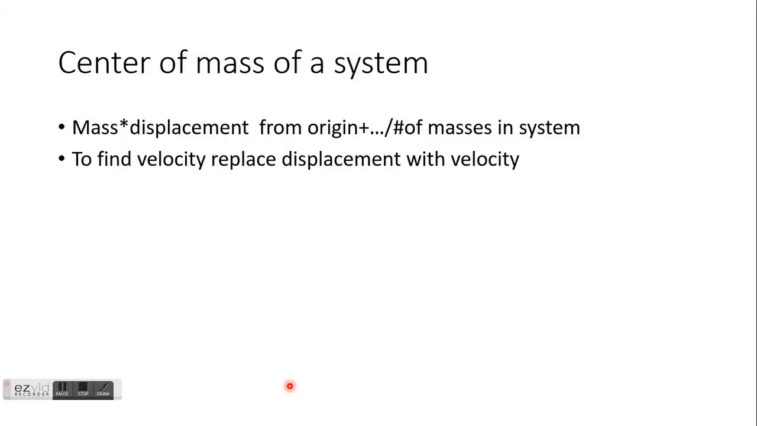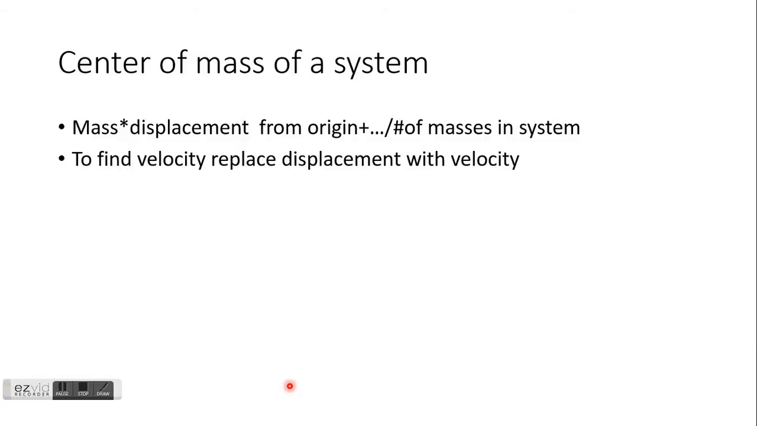So the center of mass of a system is a mass times the displacement of the origin. And you do that for every single mass in the system. You add them all up and you divide by the number of masses in the system. It's like a weighted average. And to find the velocity, you just take the displacement out and put the velocity instead. So it would be the mass times the velocity, plus however many masses times their velocities, and then divide by the number of masses in the system.